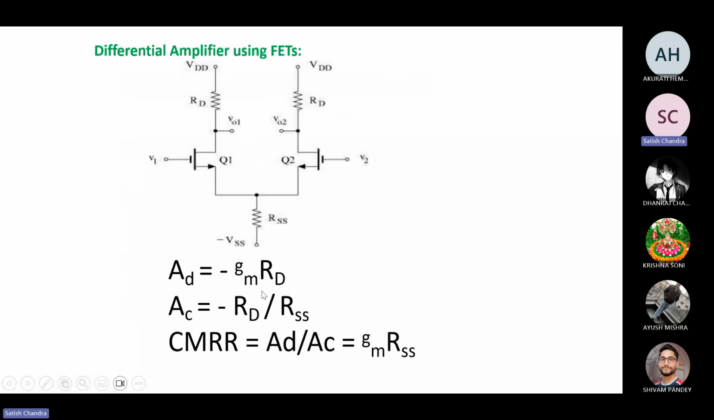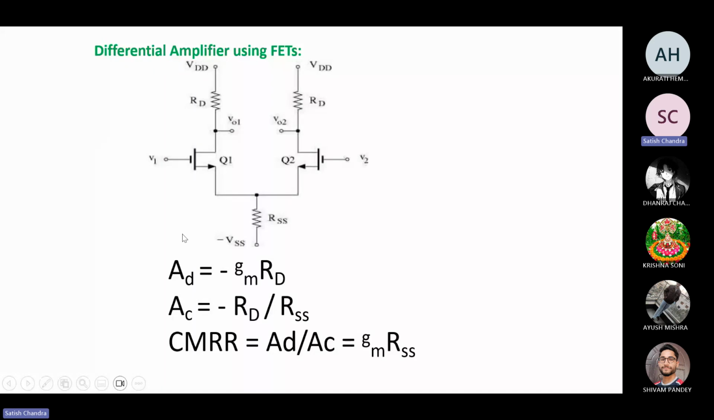So now we come to the MOSFET type of differential amplifier that is given here. I'm not going into so much detail of the calculation of how we get this. We have already done this in previous years when we studied analog circuits. I'm not going to go into the detail of how we calculated all these things, as we have already done it for the BJT.